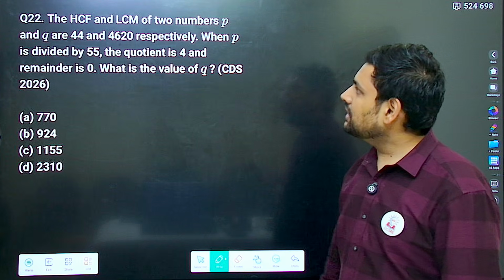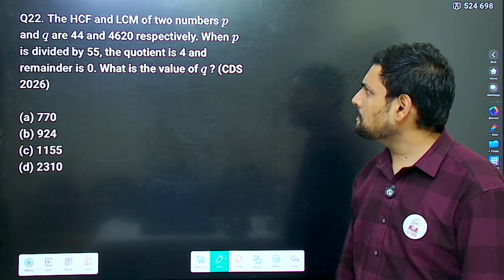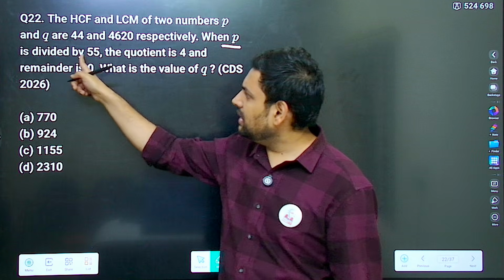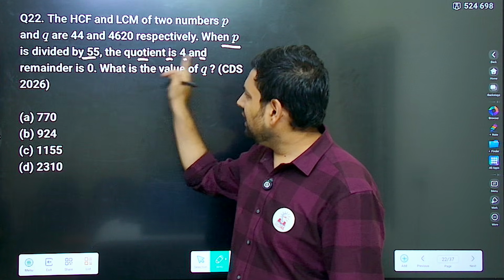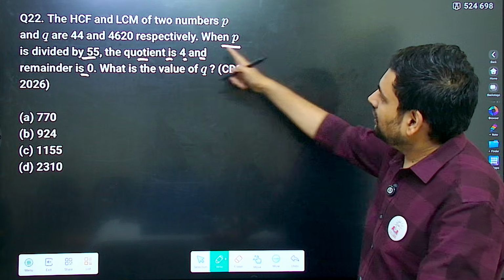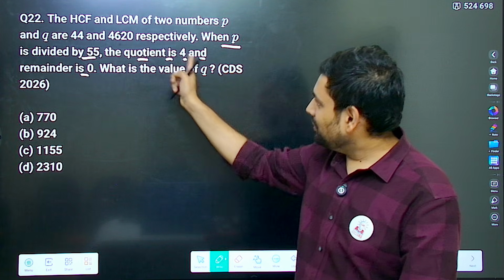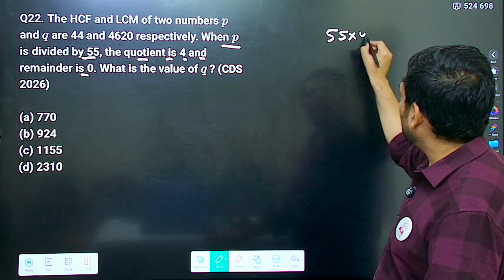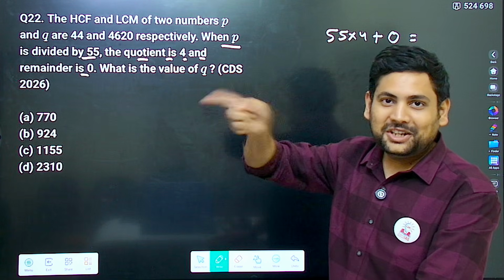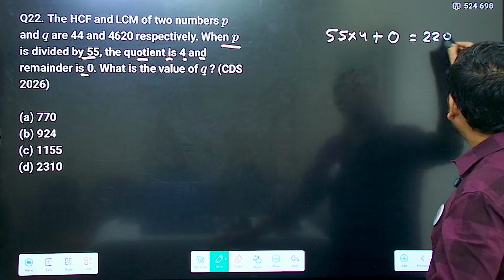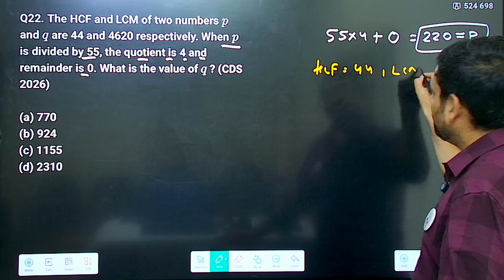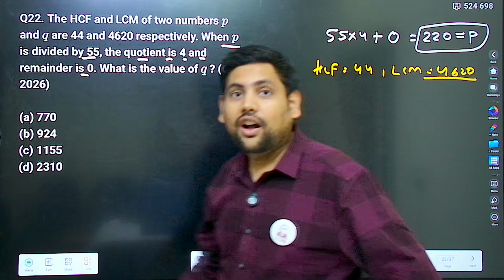Then let's see this. The HCF and LCM of two numbers P and Q are 44 and 4620. Now what I will use: when P is divided by 55, the quotient is 4 and the remainder is 0. Oh, they have given the value of P only. Dividend is equal to quotient into divisor plus remainder, so 55 into 4 plus 0. 55 into 4 is what? 50 into 4 is 200, 200 plus 20, 220. So they have given the value of P also. They have given the HCF also, 44. They have given you the LCM also, 4620. Now they are asking you the other number.